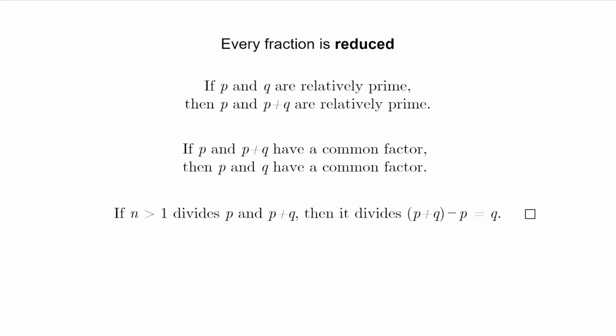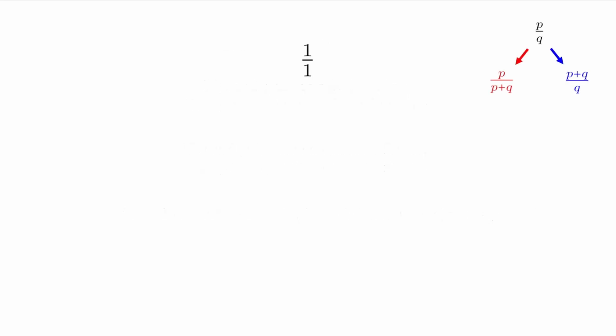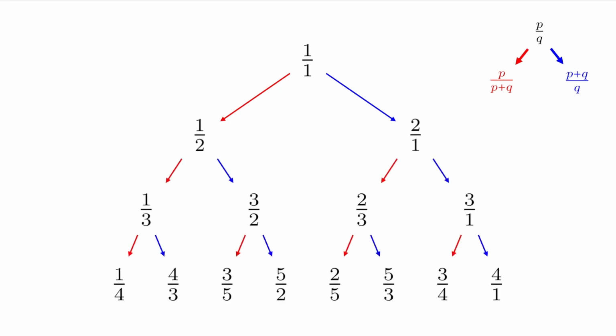And that's it. Now we know that since 1/1 is reduced, so are its children, and since they are reduced, so are their children, and so on.